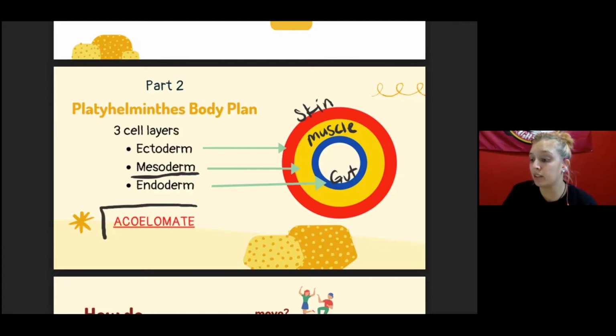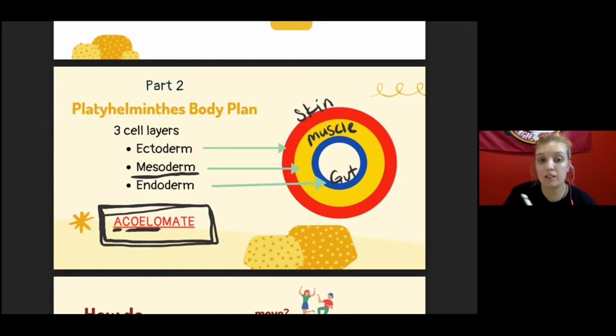The final thing when we're talking about these 3 cell layers is this word right here, acoelomate. So acoelomate. Acoelomates mean that there's no gap in between the muscle and the endoderm. There's no gaps. It's just all filled, which you can see by this picture. It's all filled. We'll get into reasons why that starts to be more complex, but for right now, just know that acoelomates are platyhelminthes. All right, now I gotta erase this whole thing one more time.